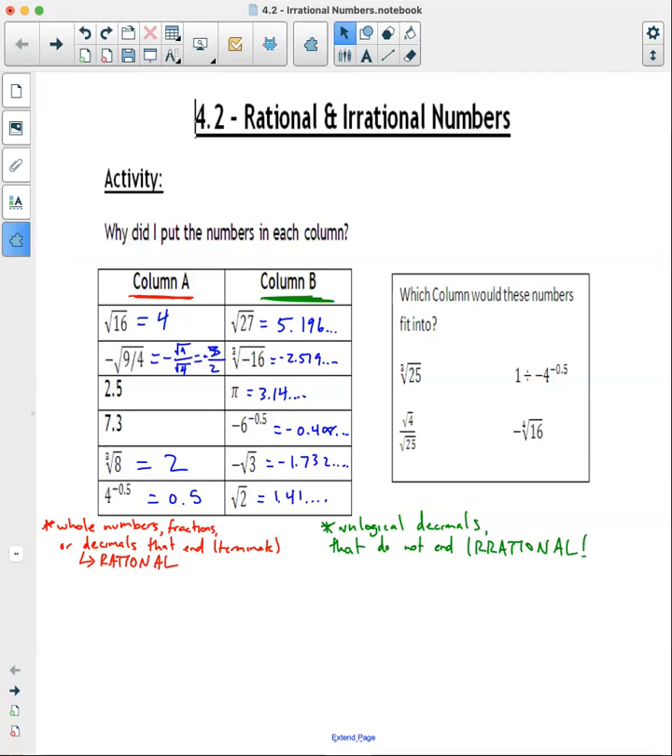Okay, so let's go ahead and look at these 4 numbers in this box right here. I would like you to pause the video and simplify those and see where they go, and unpause to see if you got it right. So cube root of 25 into the calculator comes to 2.924 and a bunch of other decimals. Therefore that one should go into column B.